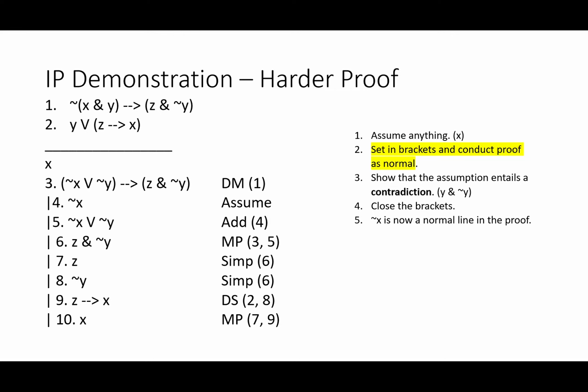Sure enough, modus ponens, lines 7 and 9, gets us x. And wait a minute. There's x in line 10. There's x in our conclusion. You might be tempted to stop the proof here, but we're in brackets. The proof is not done. We haven't proved x yet. Again, we're still working with the assumption.